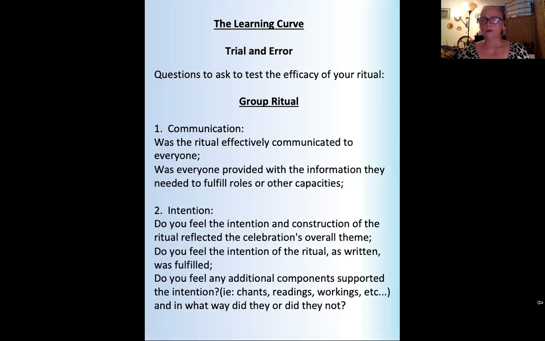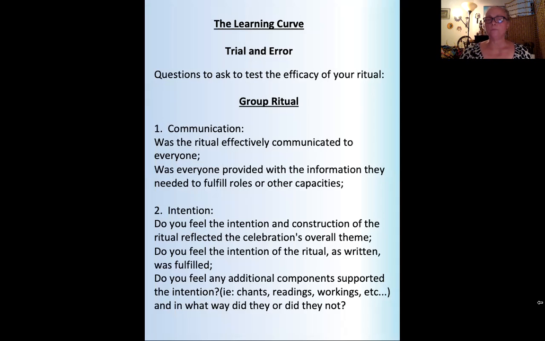So the learning curve, when you are doing these things, when you are writing a ritual, when you are trying to actually go through the steps of a ritual, I have found trial and error is really the best way to learn how to write a ritual and how to be effective in it. I had come up with a little questionnaire when we were doing some writing of rituals within our group, so that everyone could weigh in and give constructive criticism and praise for things that went well and things that didn't.